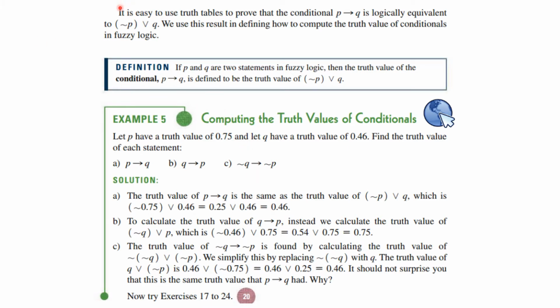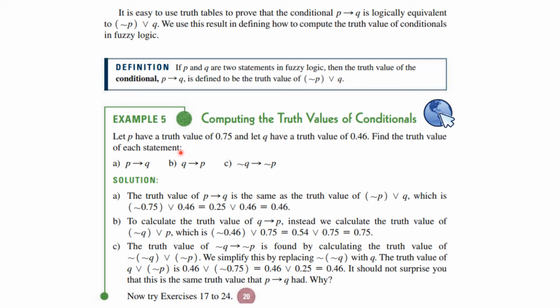It is also easy to use truth tables to prove that the conditional, if P then Q, is logically equivalent to negation P or Q. So that's one way we can change this into a logical statement. That means we can also use fuzzy logic for this using that logical equivalent. If P and Q are two statements in fuzzy logic, then the truth value of the conditional, if P then Q, is defined to be the truth value of negation P or Q.